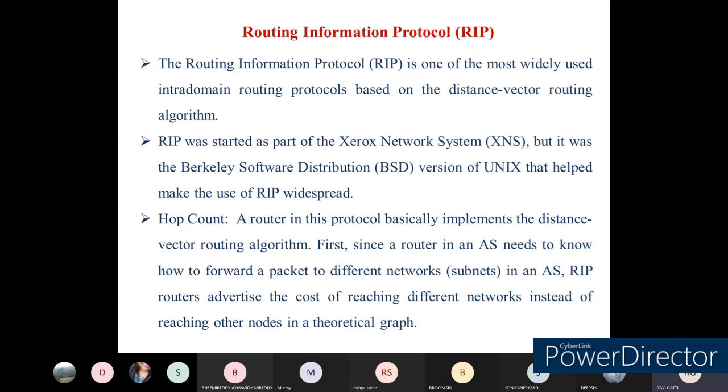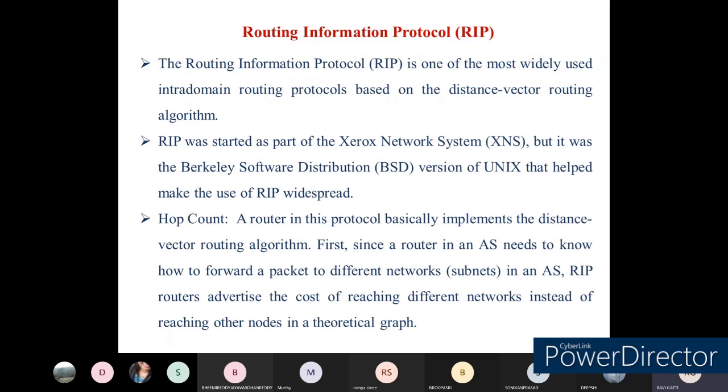So if you want to do the transfer of data from one domain to another domain, then we are going to use this intra-domain routing protocol, and this intra-domain routing protocol is nothing but the RIP protocol. It is based upon the distance vector routing algorithm.